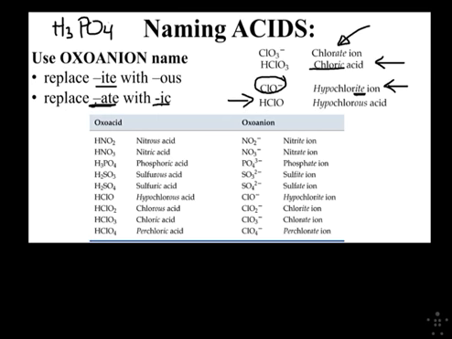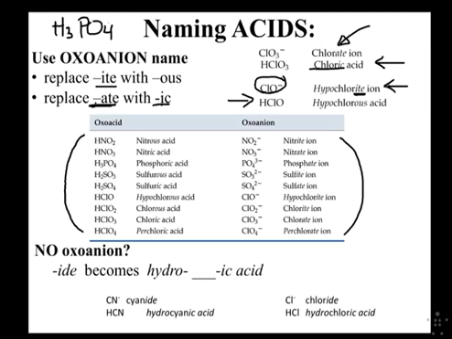As you work on memorizing these, I went ahead and summarized in this table all the oxoacids and the oxoanion names that we learned already that go along with them. So you can use that as you try to remember what each of these names is.